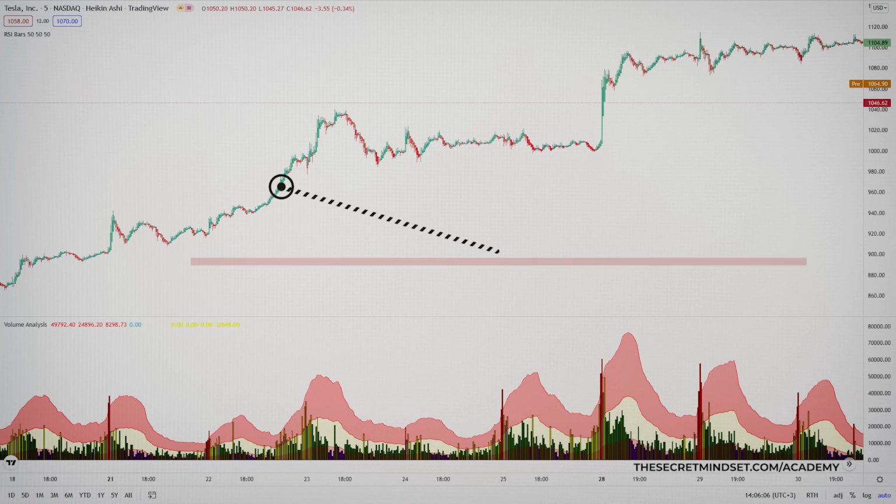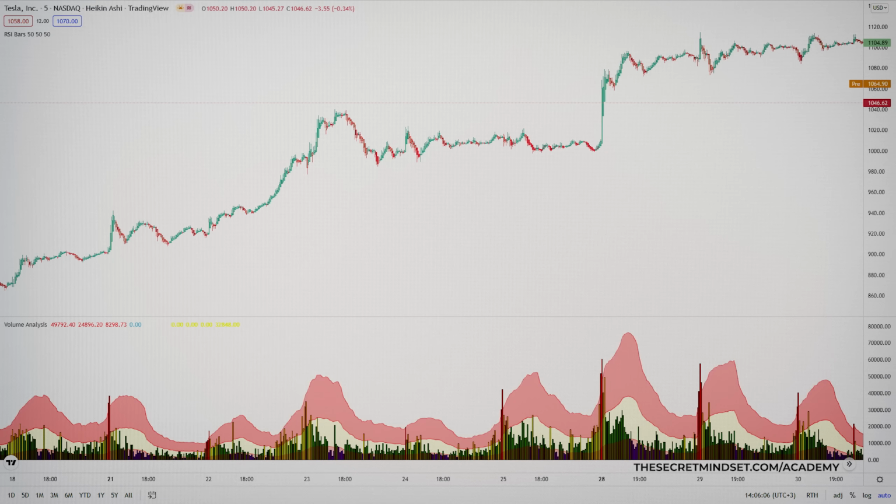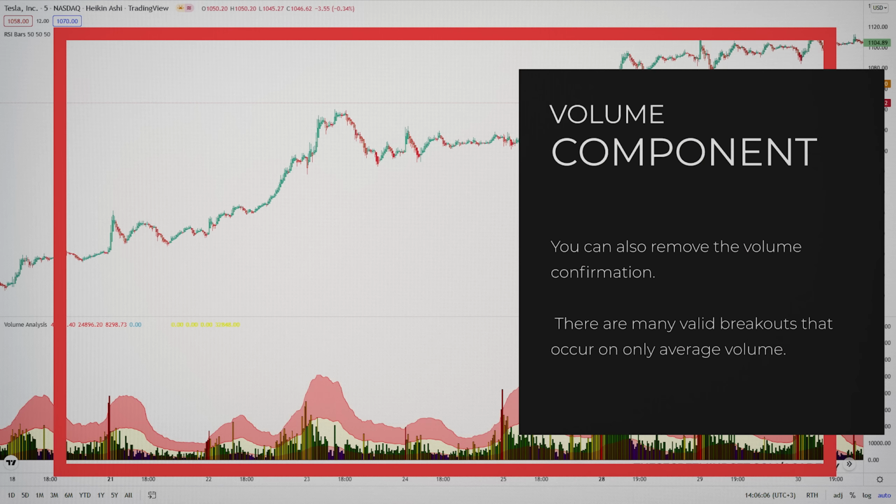I like to add the RSI candles because it hides some unimportant red candles in an uptrend and some green candles in a downtrend. It's visually more appealing for me, but if you feel you can take signals without it, you can remove it. You can also remove the volume confirmation. Sometimes you can scalp a few points even without having high or ultra high volume. There are many breakouts that occur on average volume. The point is, you can customize the strategy and add your own filters to improve it and make it even better.